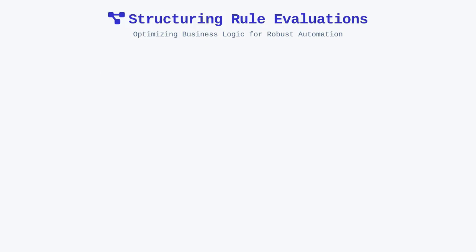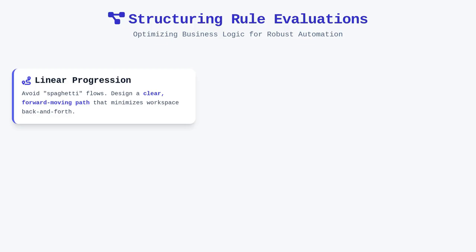Structuring your rule evaluations effectively is less about the tool itself and more about how you represent the business requirements in code. When you are designing your process flows, aim for a clear, linear progression that minimizes back and forth movement across the page workspace.